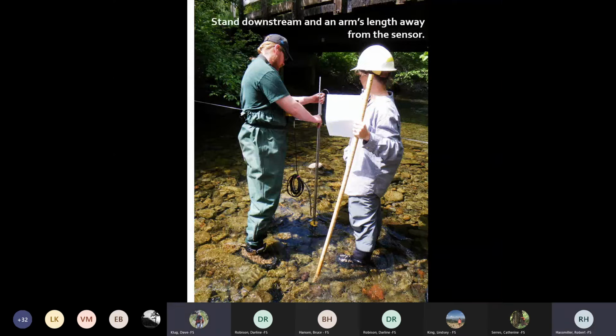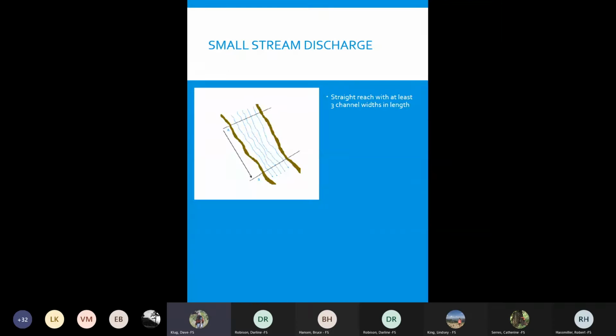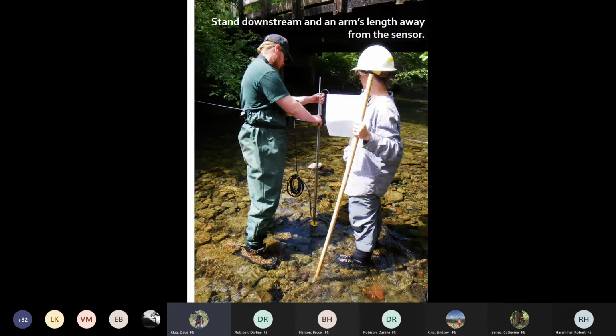Hey, Bob, go ahead. Yeah, I just wanted to also point out it's a point of confusion for new people on that tape. That tape can be at any height, basically, whereas on a bankful measurement, the tape has to be at the bankful level. So just be clear about that. You can put that tape at any level versus a bankful measurement where it has to be at bankful.